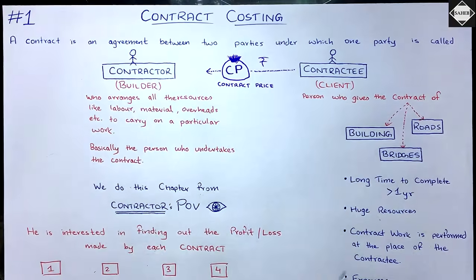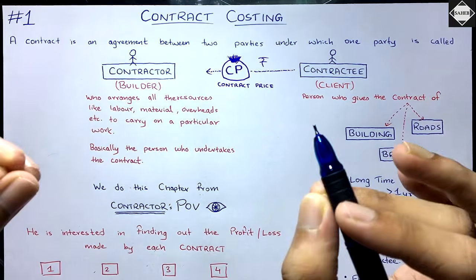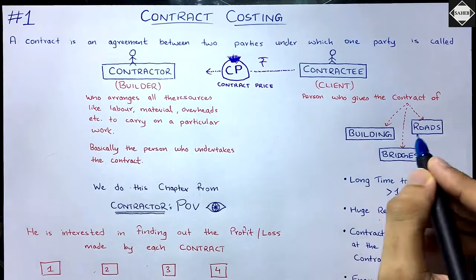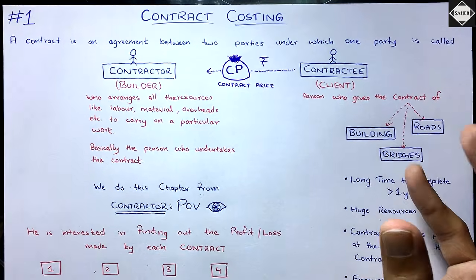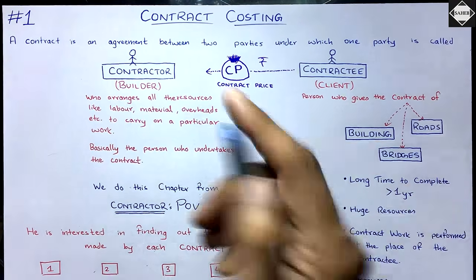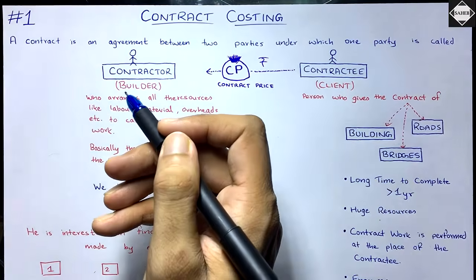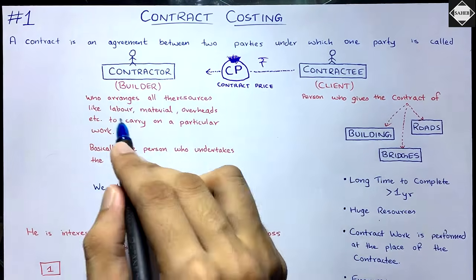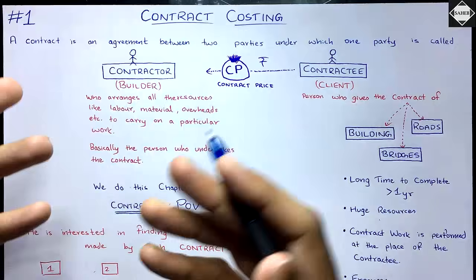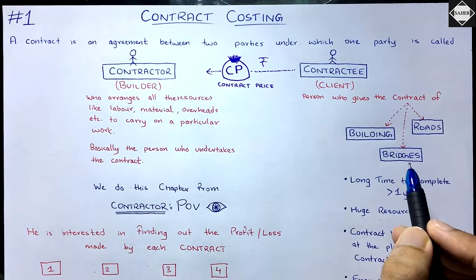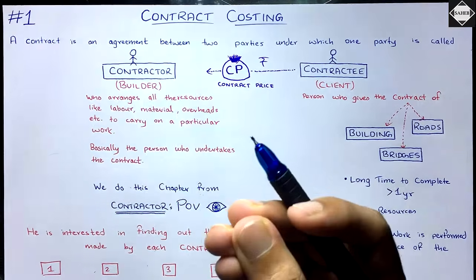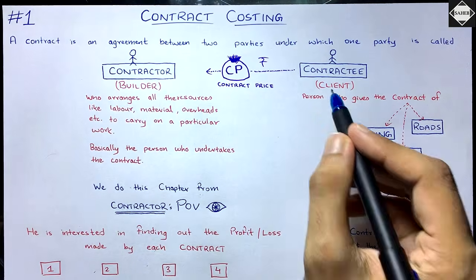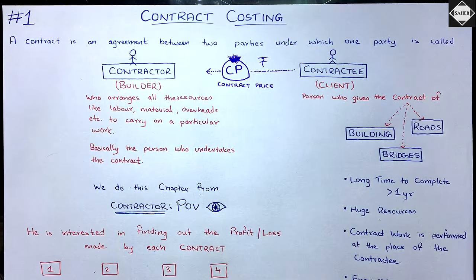Now in this contract costing chapter, we are mainly concerned with construction contracts, like construction of buildings, roads, bridges, flyovers, towers. So who would be the contractor? The contractor would be the builder, because the builder is the person who constructs all these things and arranges all the resources like labor, material, overheads, etc., to carry on the particular work and get the building, roads and bridges ready. The contractee will be the customer or client of the builder who gives the contract.